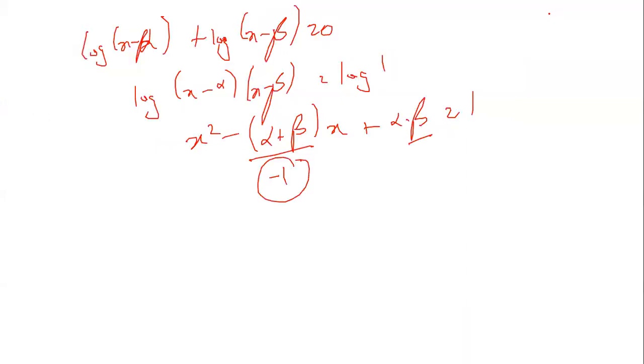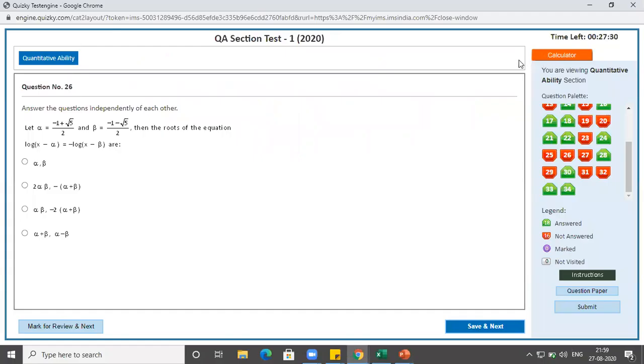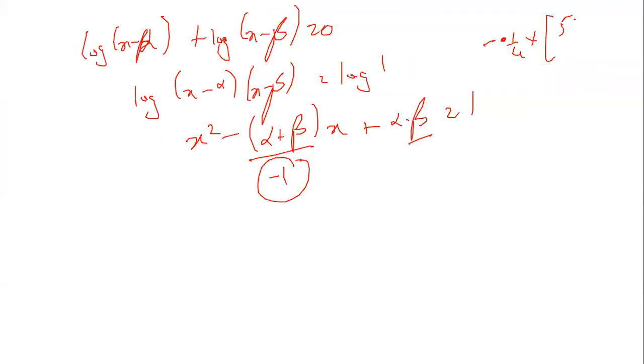And alpha into beta, that is root 5 minus 4 into minus under a plus b into a minus b, a square 5 minus 1 4 minus is also minus 1. So this becomes x square minus plus of x minus 1 minus 1, so minus 2 is equal to 0.